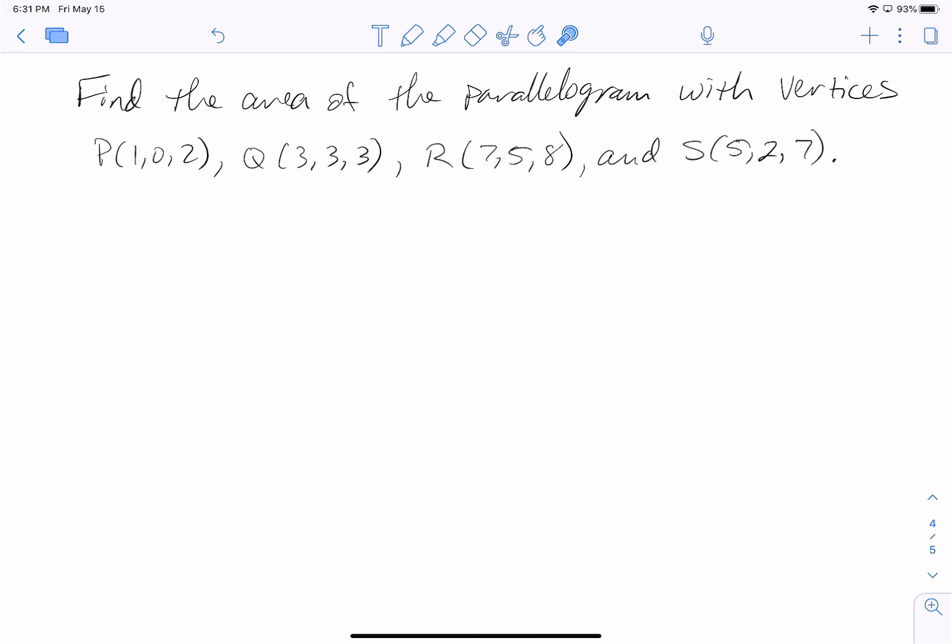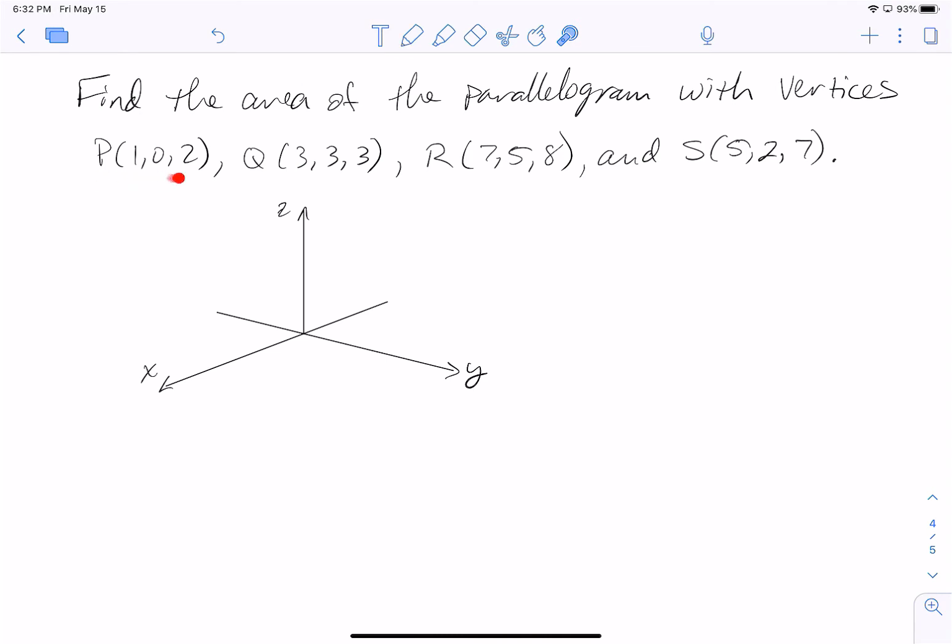We're going to use the cross product now to find the area of the parallelogram that has vertices P at (1, 0, 2), Q at (3, 3, 3), R at (7, 5, 8), and S at (5, 2, 7). I'll briefly show you how you would plot these points.